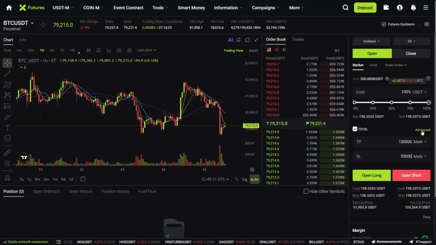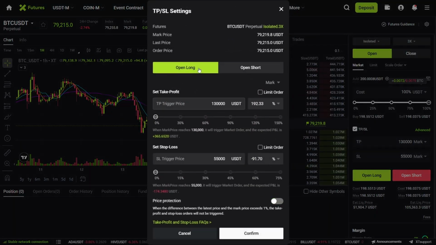We also see an advanced option. So if we click on this, it will take us to this page here. The first thing we can see are these limit order boxes. This is giving you the option to execute a take profit and stop loss as a market order or a limit order. Using a market order means once your take profit or stop loss price is triggered, XT will close the position instantly at the best available price.